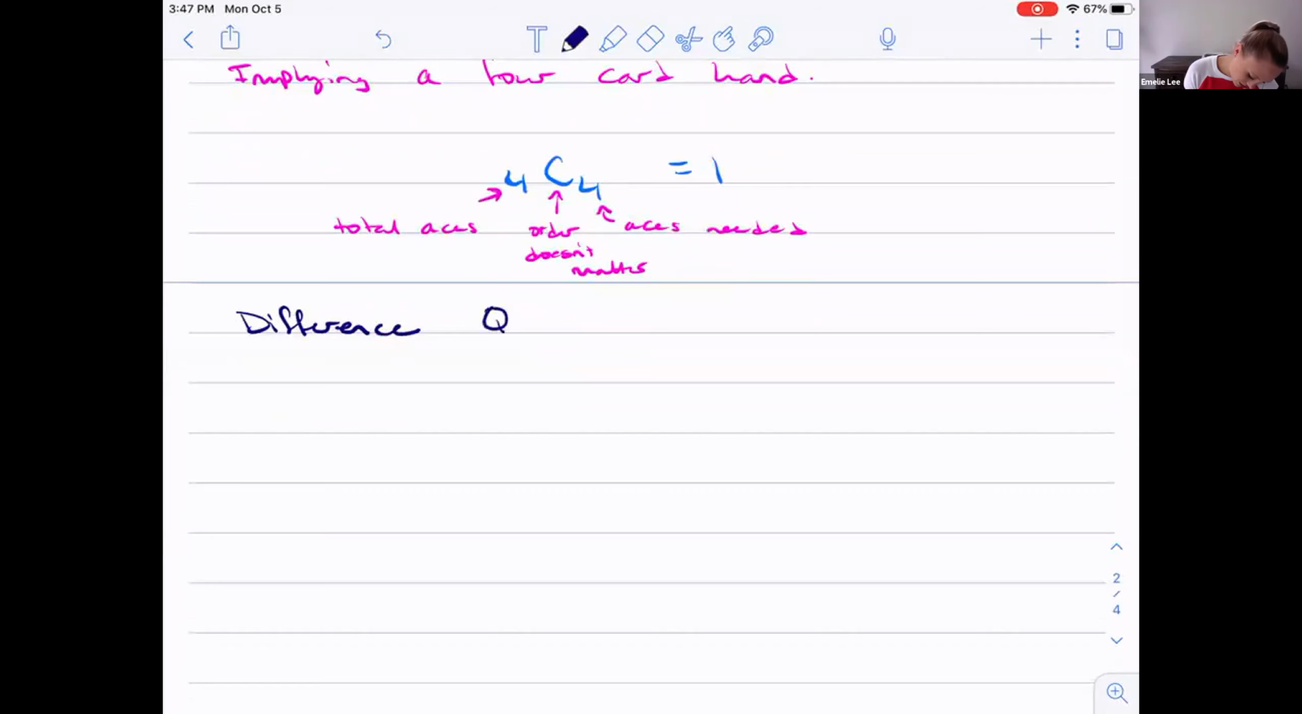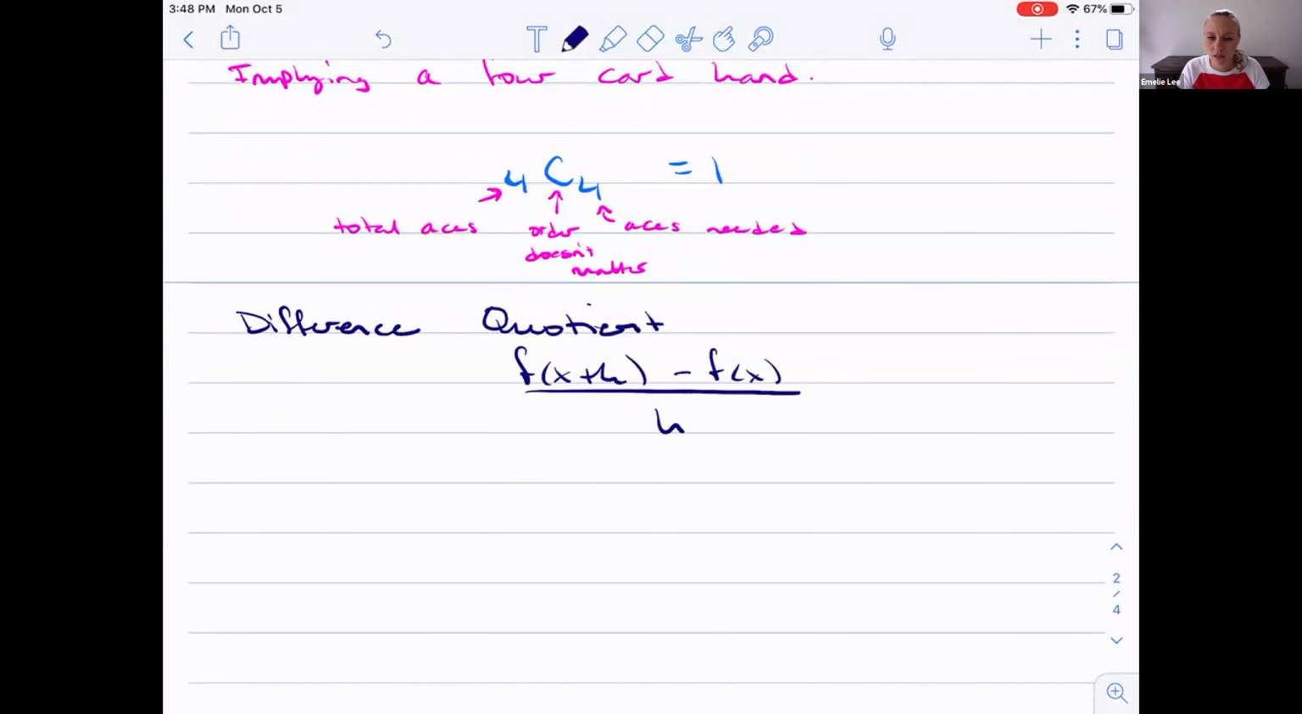So the difference quotient is f of x plus h minus f of x over h. The difference quotient is question 33 on the practice test.